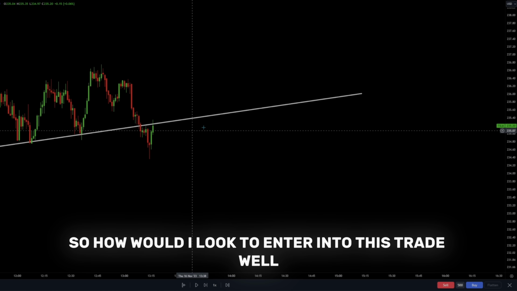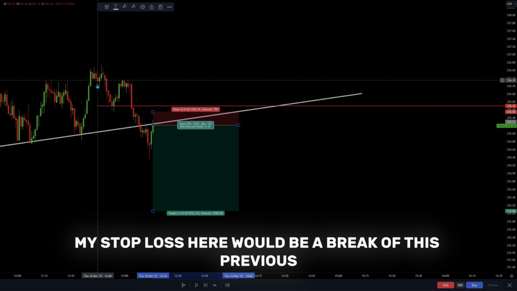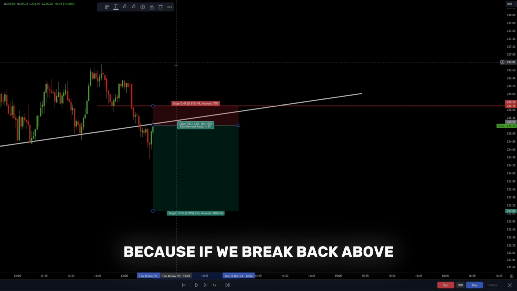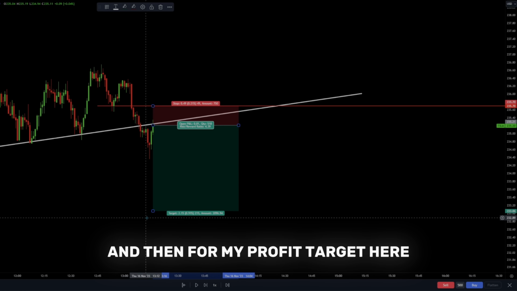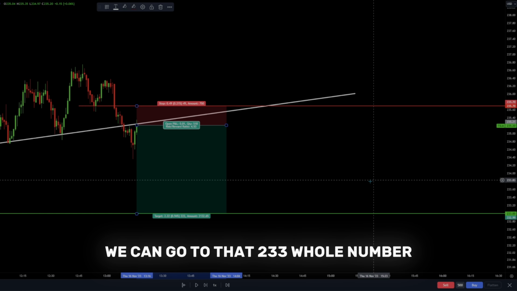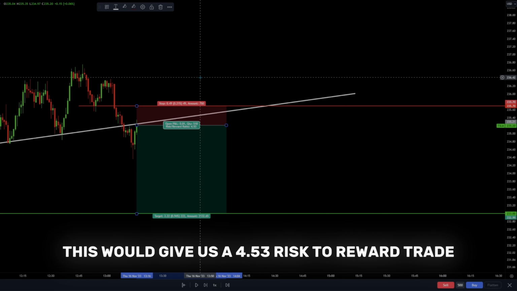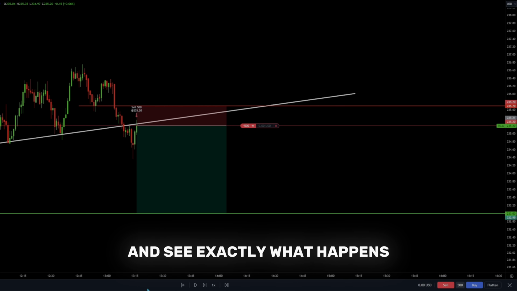So how would I look to enter into this trade? Well, I would look to go short on this position right here. My stop loss here would be a break of this previous lower low that we put in right here, because if we break back above this, we're also breaking above the trend line again here. And then for my profit target here, you can mark out a whole psychological number. For me, we can go to that 233 whole number. This would give us a 4.53 risk to reward trade. So let's enter into a short position here and see exactly what happens.